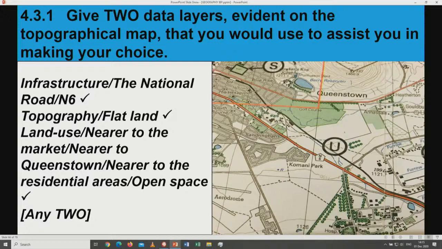We have also the layer of land use. It must be next to the market. It must also have open space. Those are different layers. There is also something that we call a drainage layer, where when you see dams, rivers, those are drainage layers. We also have an agricultural layer here, where you have your cultivated land, orchards and vineyards, maybe rows of trees. We call that the agricultural layer. Okay, so there is your answer there.